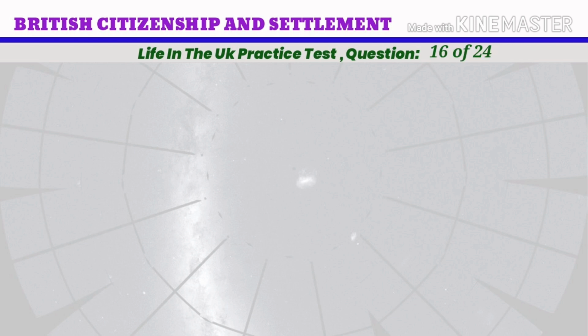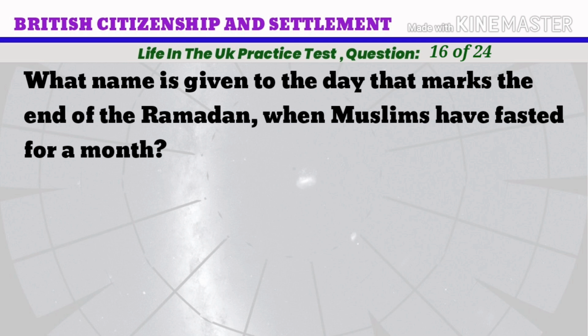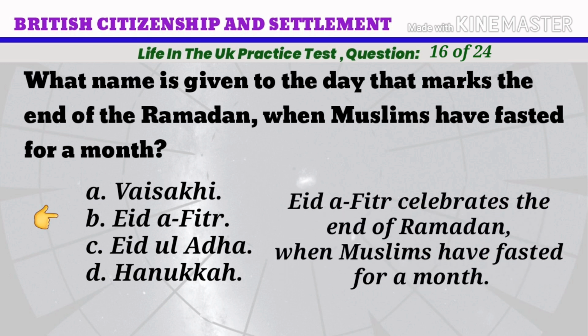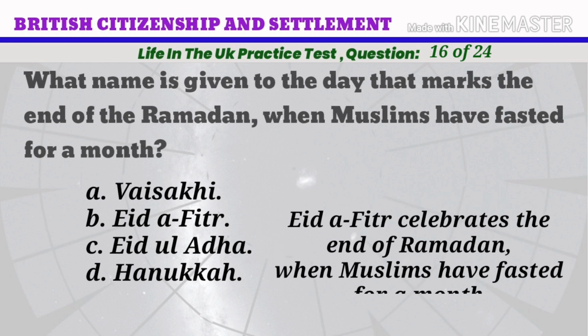Life in the UK practice test question 16 of 24. What name is given to the day that marks the end of the Ramadan, when Muslims have fasted for a month? A. Vaisakhi. B. Eid al-Fitr. C. Eid al-Adha. D. Hanukkah. The correct answer is B. Eid al-Fitr. Eid al-Fitr celebrates the end of Ramadan, when Muslims have fasted for a month.